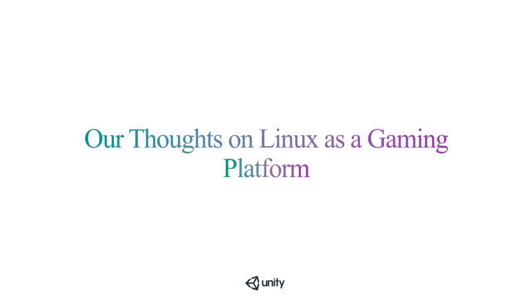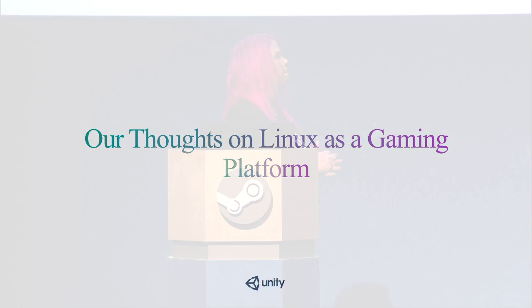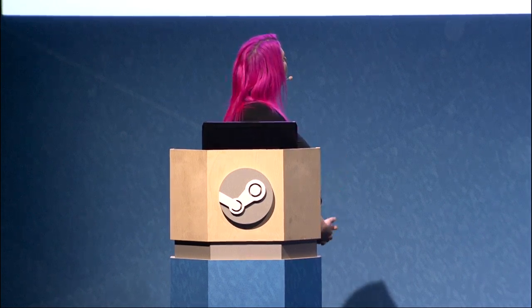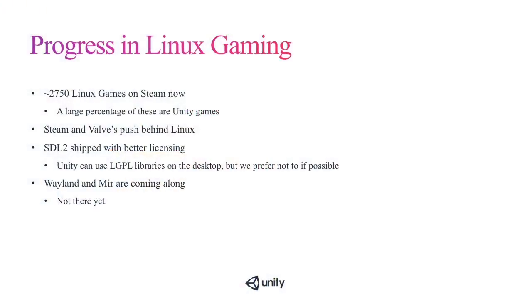And then, let's talk just a little bit about our thoughts on Linux as a gaming platform. We shipped support for the Unity player to run on Linux back in Unity 4, which I think was in 2012. If we look at where we've come in the last few years, we have around 2,750 Linux games on Steam. A very large percentage of these are Unity games, which is something that we're very, very proud of.